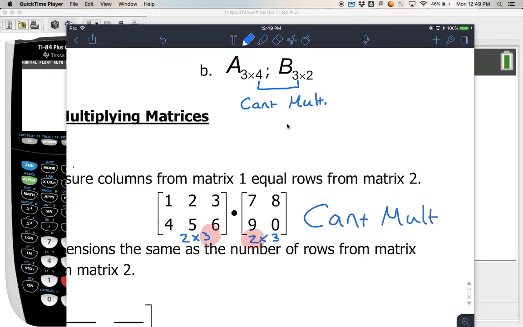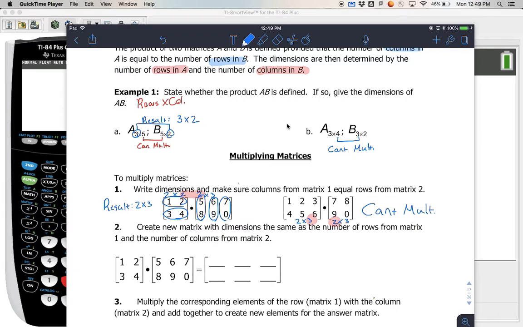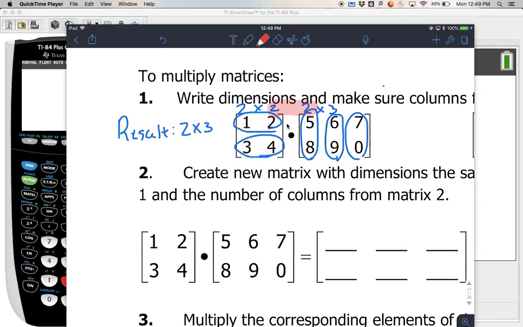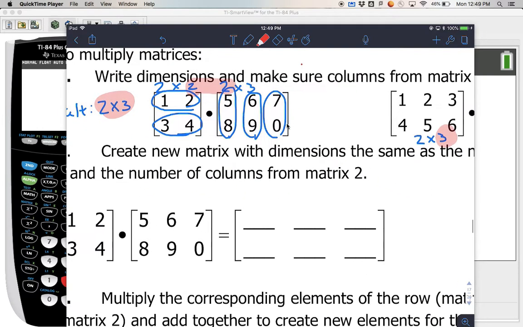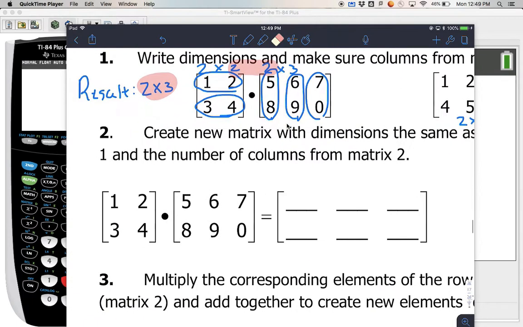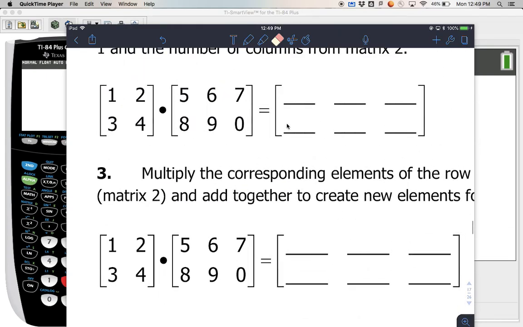So now what we're going to do is multiply that first set of matrices together. Since we said the result was going to be a 2 by 3, we're going to make a 2 by 3 matrix here. We'll leave little blank spots, and we're going to start to fill those in. What I like to do, and what I want you to do, is circle the rows on the first matrix and then circle the columns on the second matrix, because that's going to help us out.